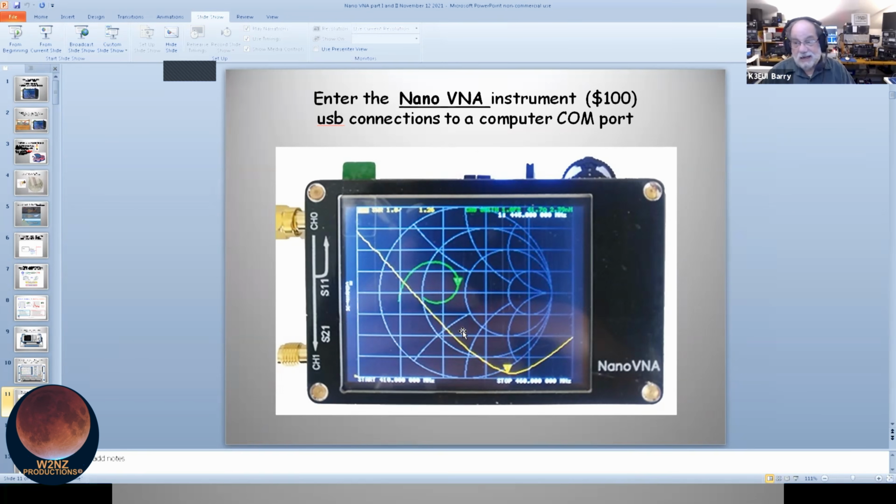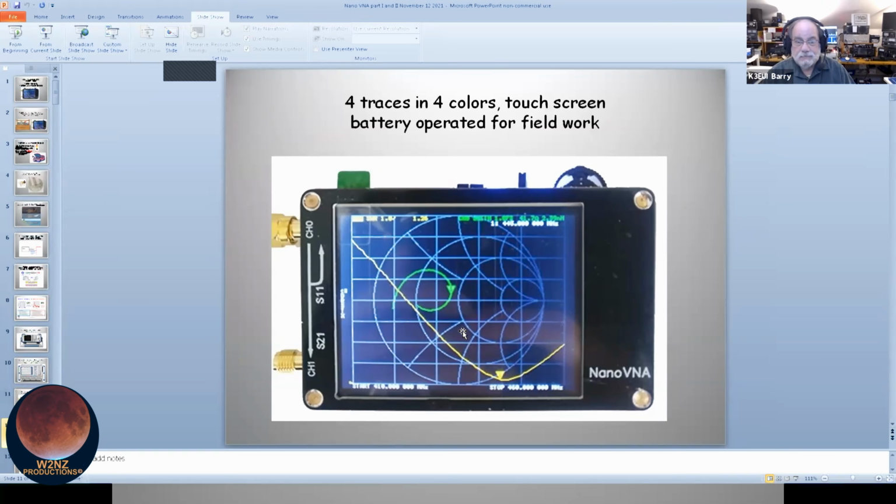So very, very clever gadget here. And there's a lot of companies making them. A common question is, where do you recommend I buy one? I can't. I didn't buy mine, and there are so many different companies. I think they're all in China, producing these at a price. But this one, at least the one I have, has 4 traces, 4 colors, touch screen, battery operated. I mean, there's a lot of electronics here for $50 or $100.